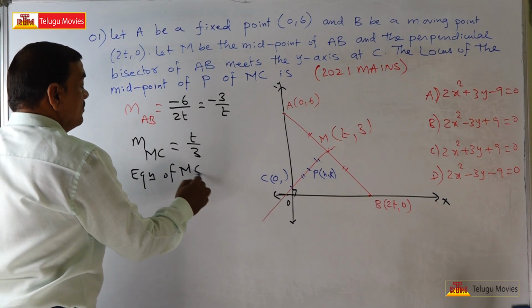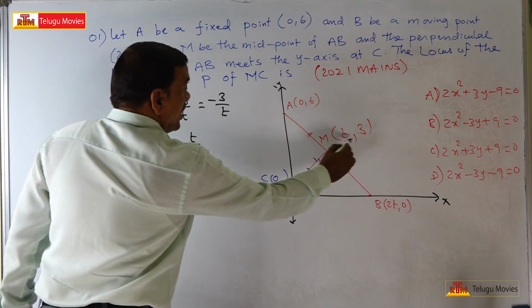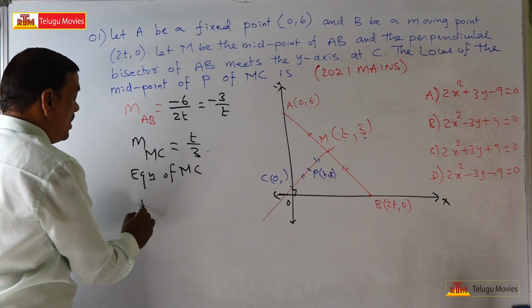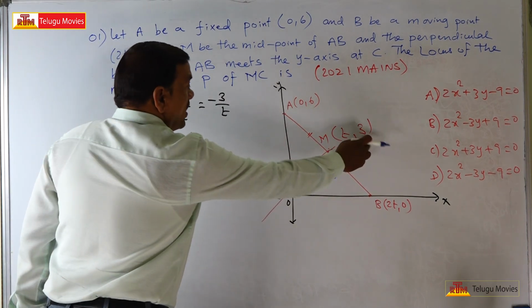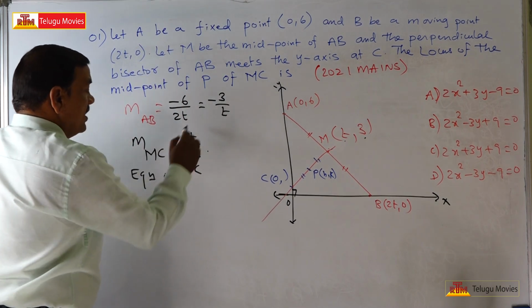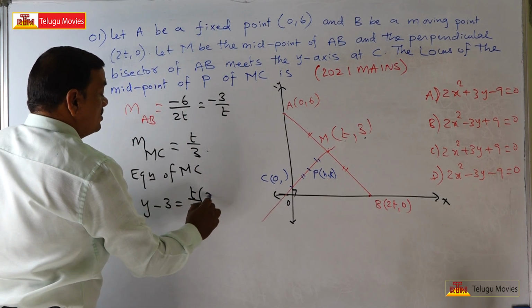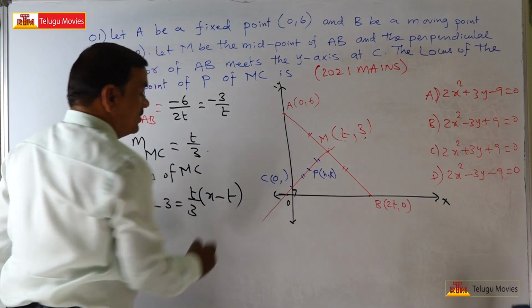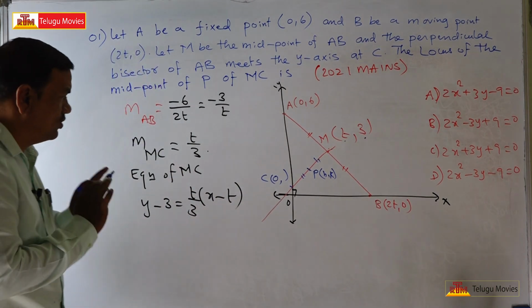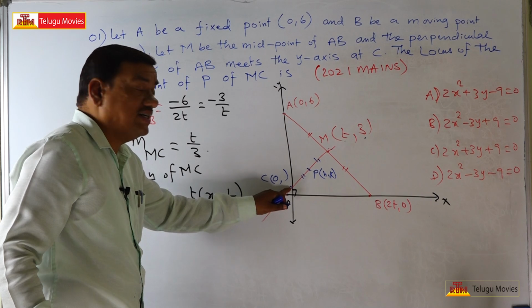Equation of MC. So, formula. We know the point, we know the slope. So, the formula is y minus y1 is equal to m into x minus x1. Don't simplify. So, put it like that. We want the point C.